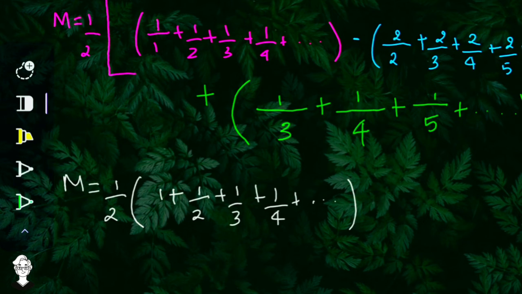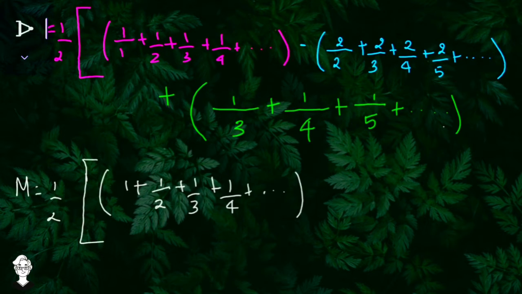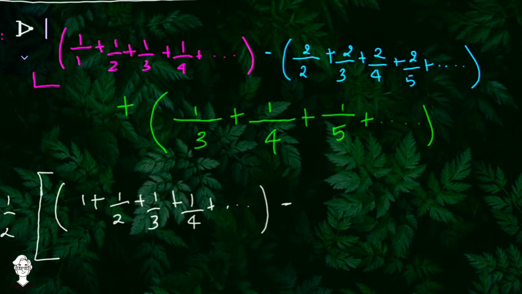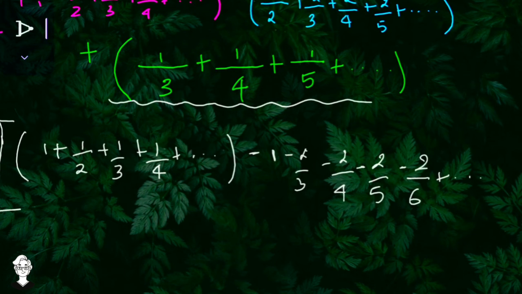And here 1 by 2 is not only multiplied with this bracket but all of these 3 brackets, so it can be written this way: m is equal to 1 by 2 and a square bracket. Yes. Now over here I am opening the negative sign and also some factors can be cancelled out. So 2 upon 2 is 1, minus 2 upon 3, minus 2 upon 4, minus 2 upon 5, then minus 2 upon 6, dot dot dot, and over here everything is in addition, the green one. So it would be positive 1 by 3, positive 1 by 4, positive 1 by 5, and dot dot dot.